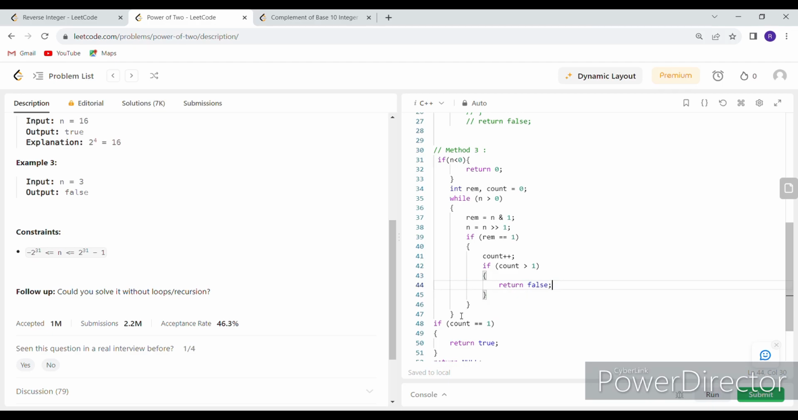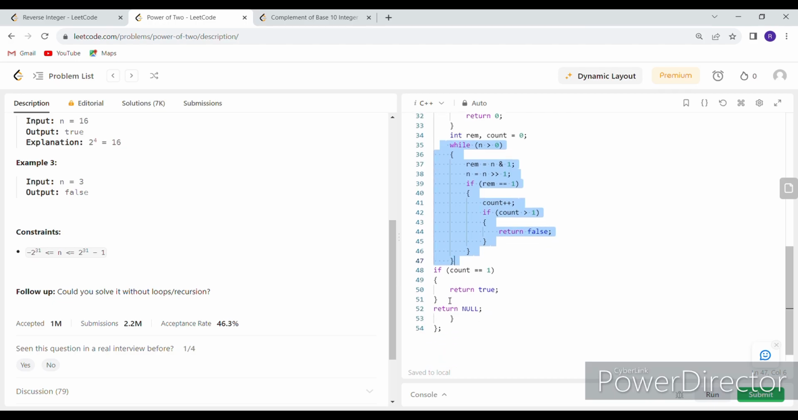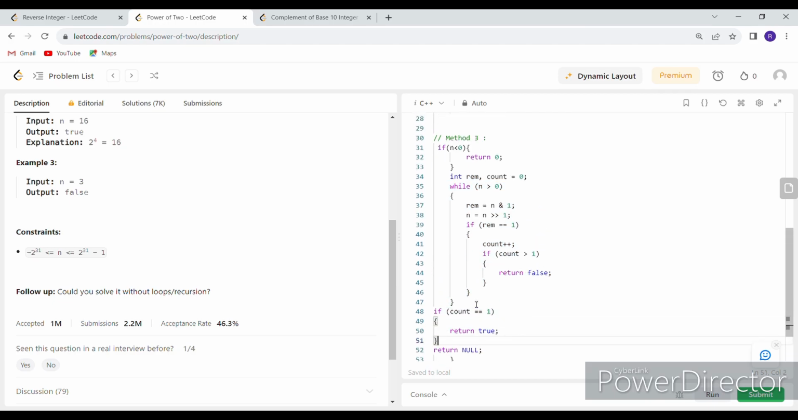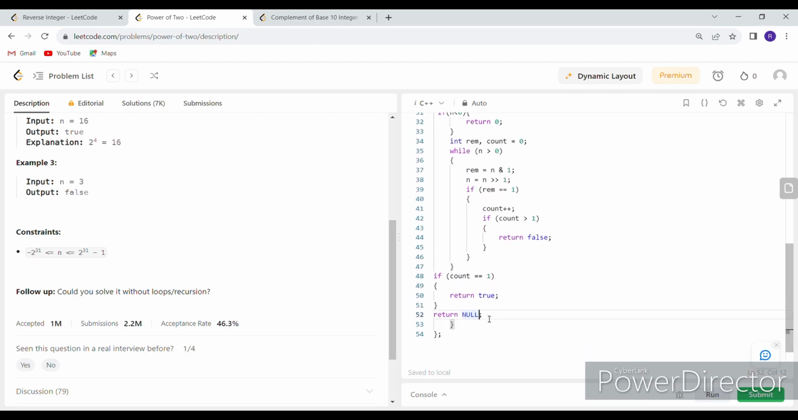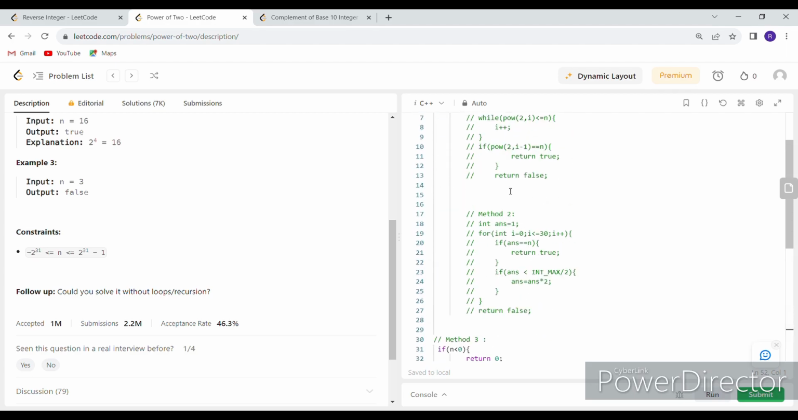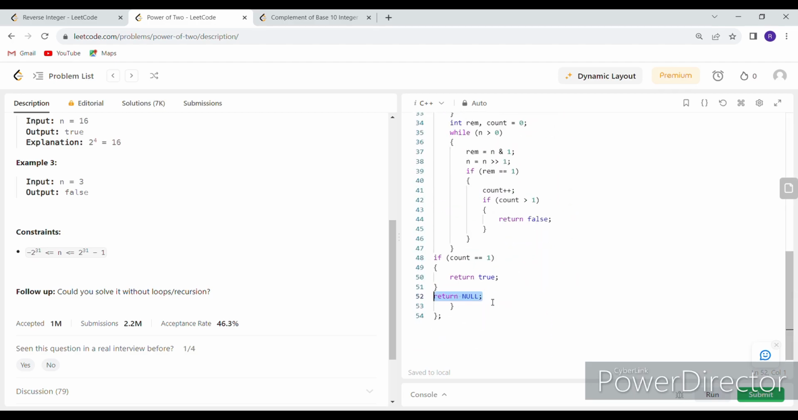After coming out of the loop, we need to check whether the count is 0 or the count is 1, because if it is greater than 1, we are simply returning false, and if it is coming out of the loop, this simply means that there are just two possibilities, whether the count is 0 or whether the count is 1. Now if the count is 1, we will return true, or else we have already returned false over here. Okay, this return null is nothing. The compiler wanted some return value, that's why I've written it over here, or else in VS Code we don't need to write this.